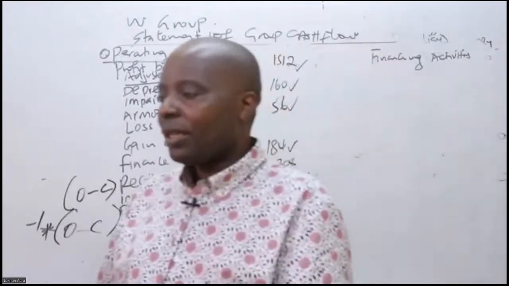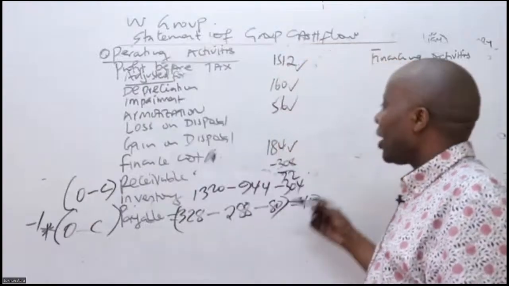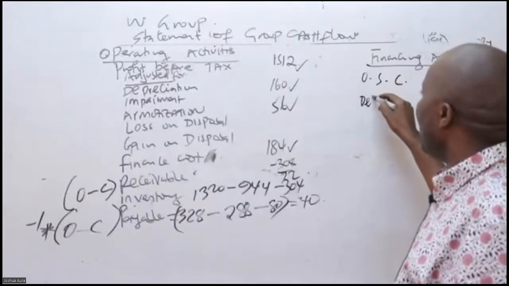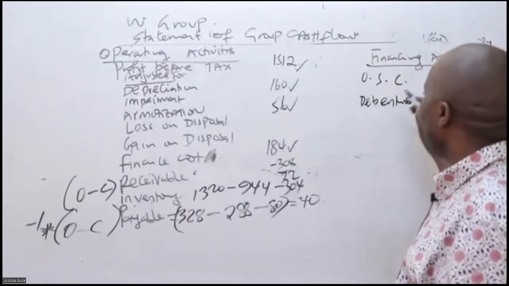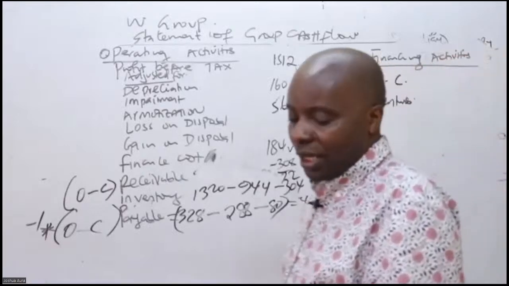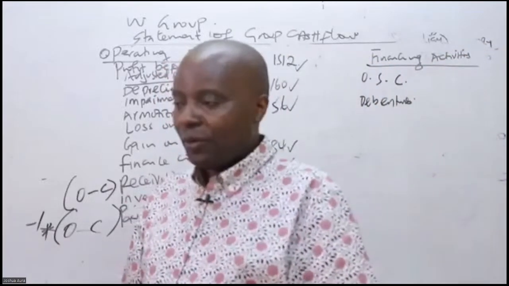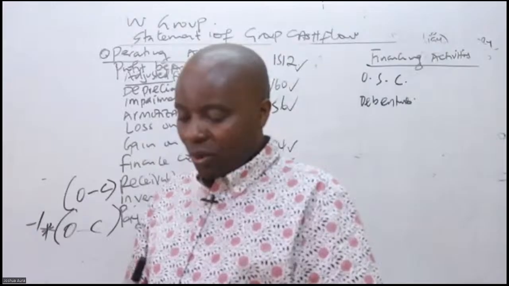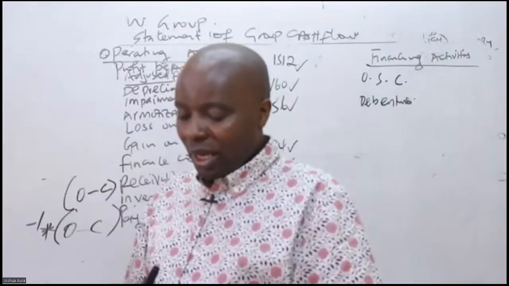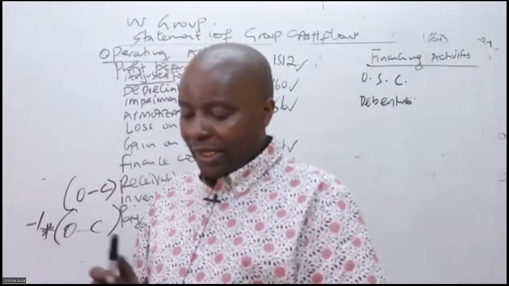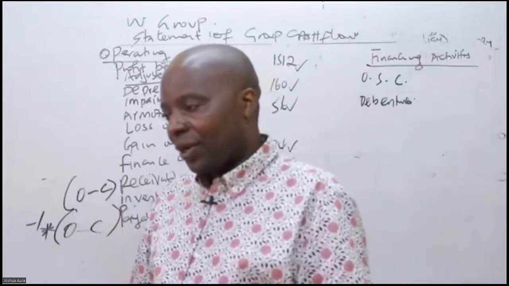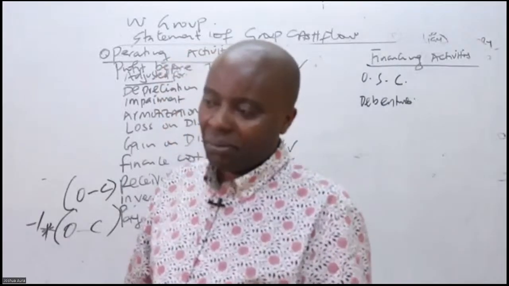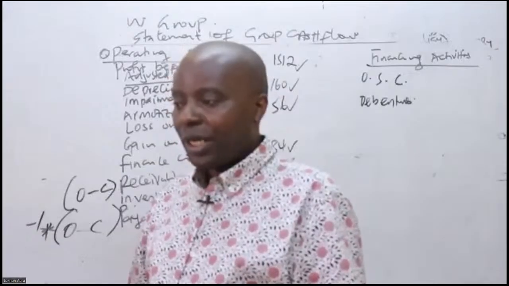So now we are under financing activities. Under financing activities, we are looking at ordinary share capital, and any debentures that we have, very easy. If you look at the question that we have here, look at ordinary share capital and tell us whether we issued new shares. When I look at this very well, I can see at the beginning we had 800, at the end we had 800. So we never raised anything with ordinary share capital.